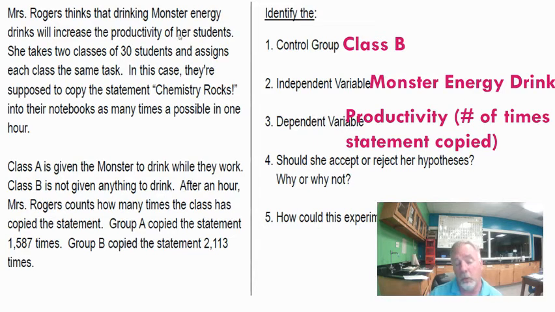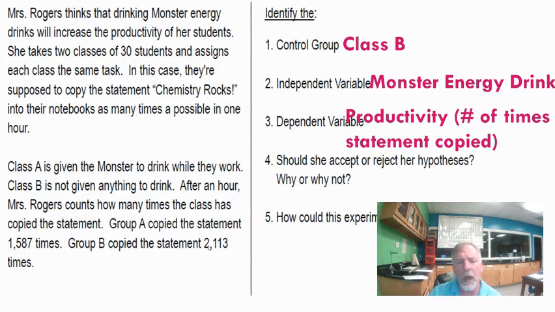Was it true? So let's look at the data. Group A was given the Monster Energy drink. How many times did Group A copy it? 1,587 times. Okay, good. Well, Group B, let's talk what Group B is, our control group. They all copied it 2,113 times.